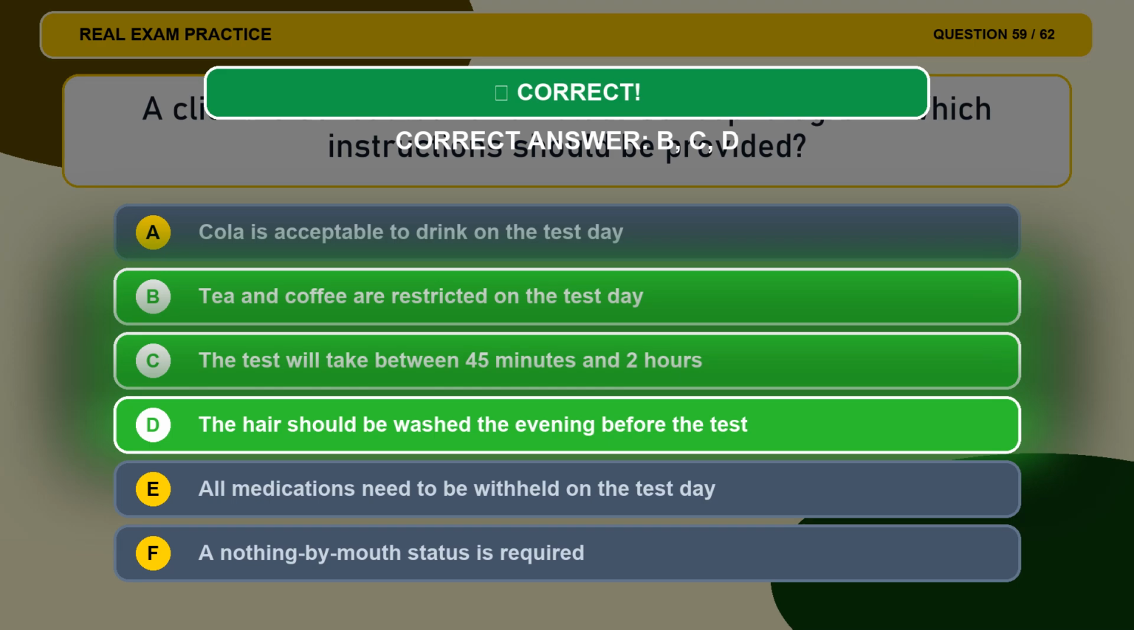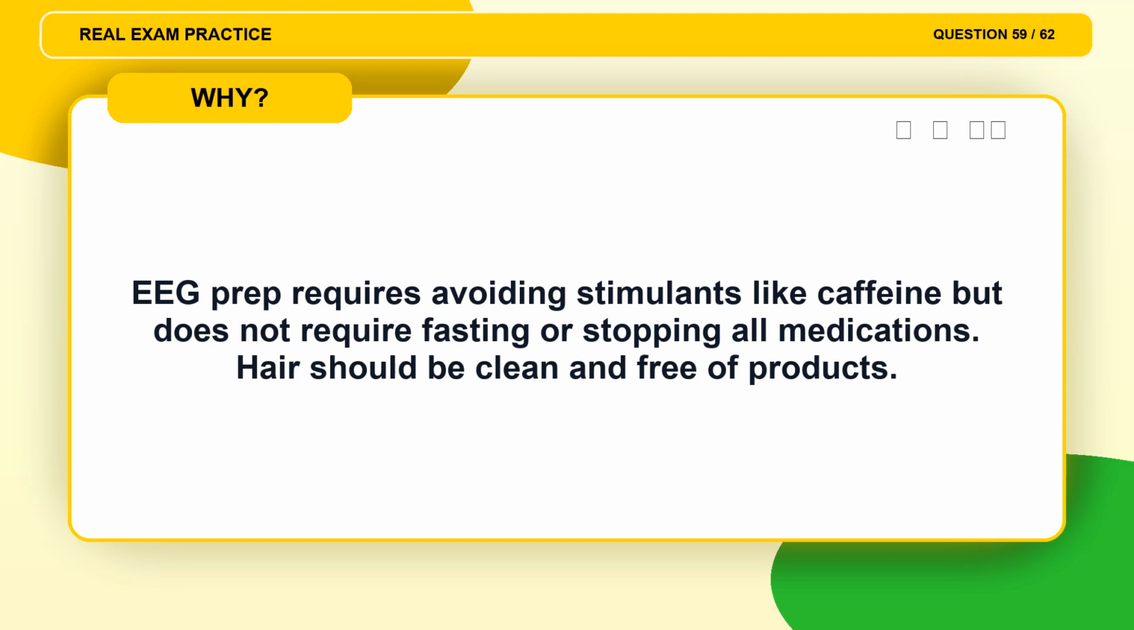The correct answers are options B and C and D. Tea and coffee are restricted on the test day. The test will take between 45 minutes and 2 hours. The hair should be washed the evening before the test. EEG prep requires avoiding stimulants like caffeine but does not require fasting or stopping all medications. Hair should be clean and free of products.